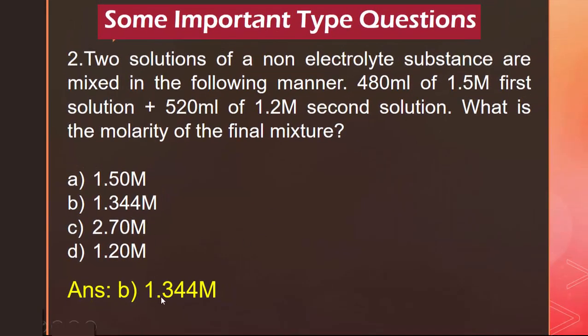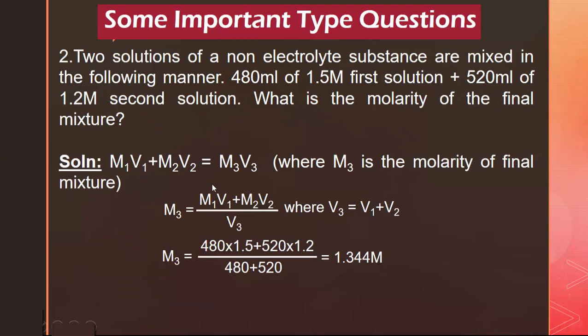Option B, 1.344 molar is the correct answer. Now let us see why this option B, 1.344 molar is the answer. This is how we need to calculate. M1V1 plus M2V2 is equal to M3V3. Here there are only two solutions being given with the molarity. So M here indicates molarity, V here indicates the volume. Even if there had been a third solution, then the formula would change as M1V1 plus M2V2 plus M3V3 is equal to M4V4.